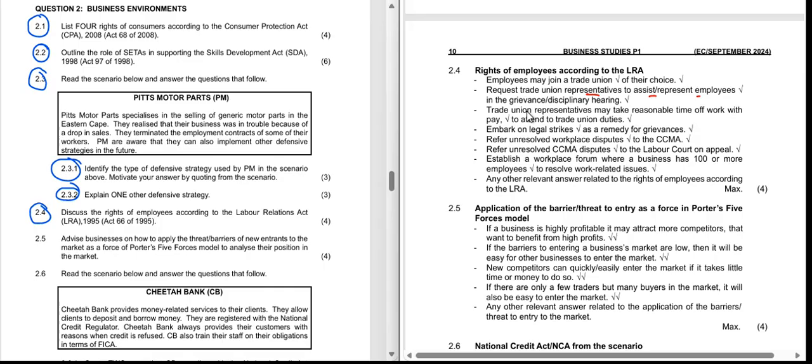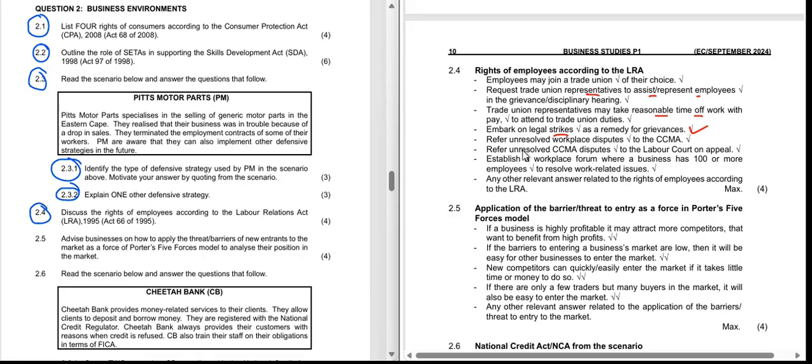And also trade union representatives will take reasonable time off work with pay to attend trade union duties. If an employee is part of the trade union, it is legal, they are allowed to take some time off their regular work to attend trade union matters. They are allowed to do that by this act. It is their right. Embark on legal strikes as a remedy for grievances. So you're actually allowed to strike. It's your right as a worker to strike.